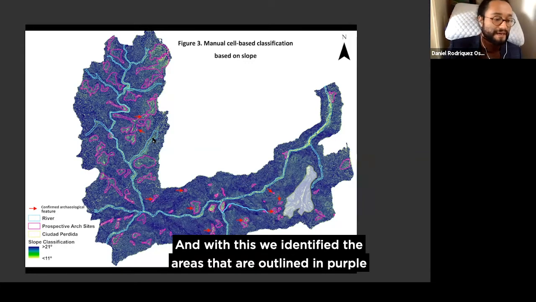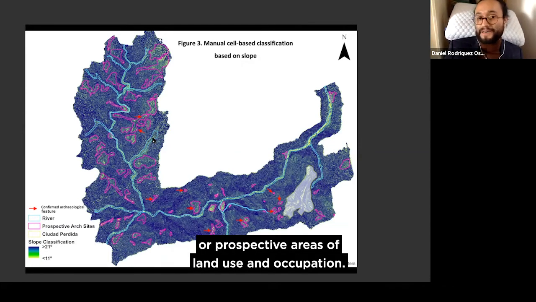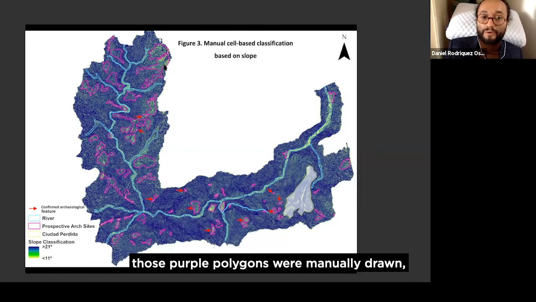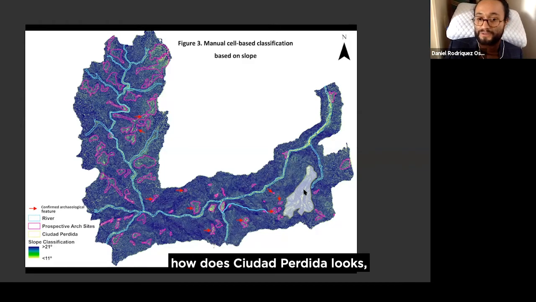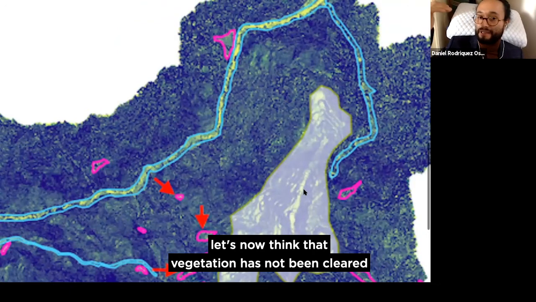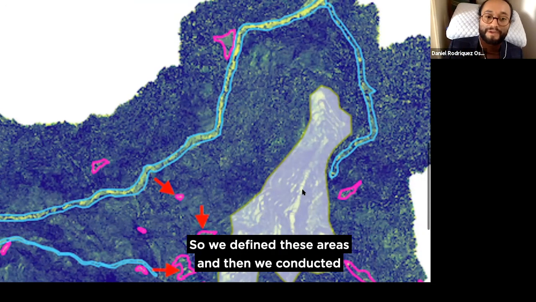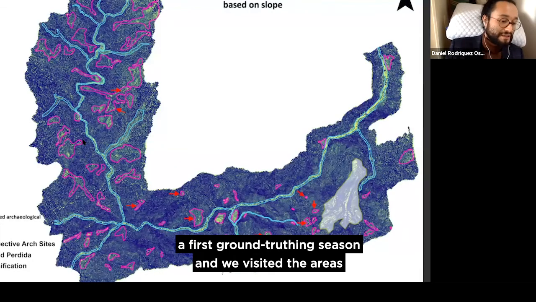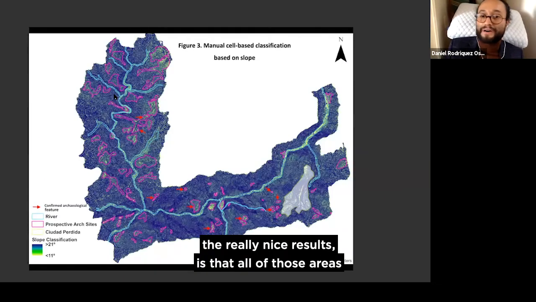And with this, we identified the areas that are outlined in purple as prospective archaeological sites or prospective areas of land use and occupation. It is important to note that those purple polygons were manually drawn. Basically, we used a visual comparison of how Ciudad Perdida looks. And then we said, okay, let's now think that vegetation has not been cleared from the other archaeological sites, and let's think how this could look. So we defined these areas, and then we conducted a first ground truthing season and we visited the areas that are shown with red arrows. And we found really nice results: all of those areas correspond to archaeological sites.